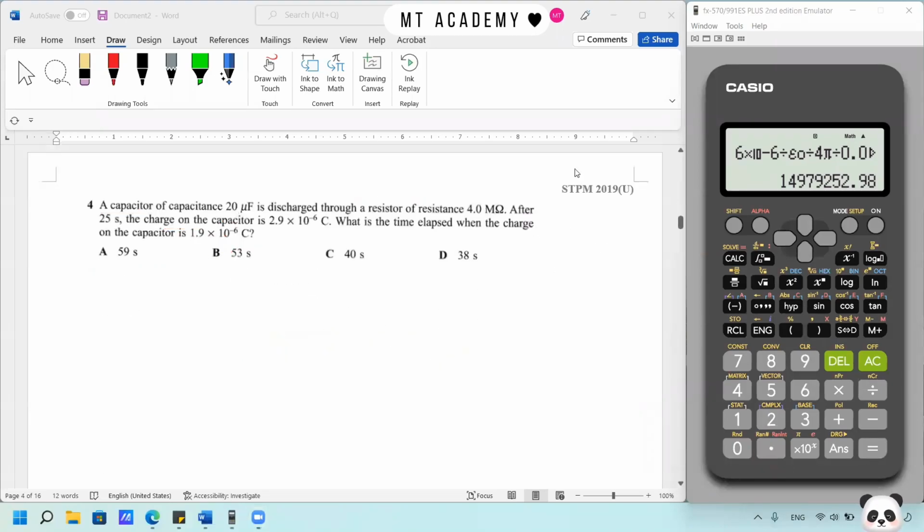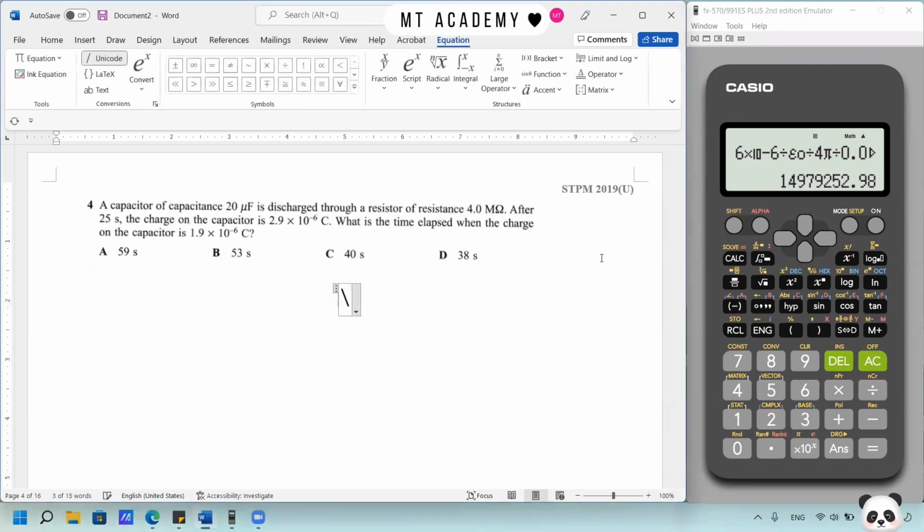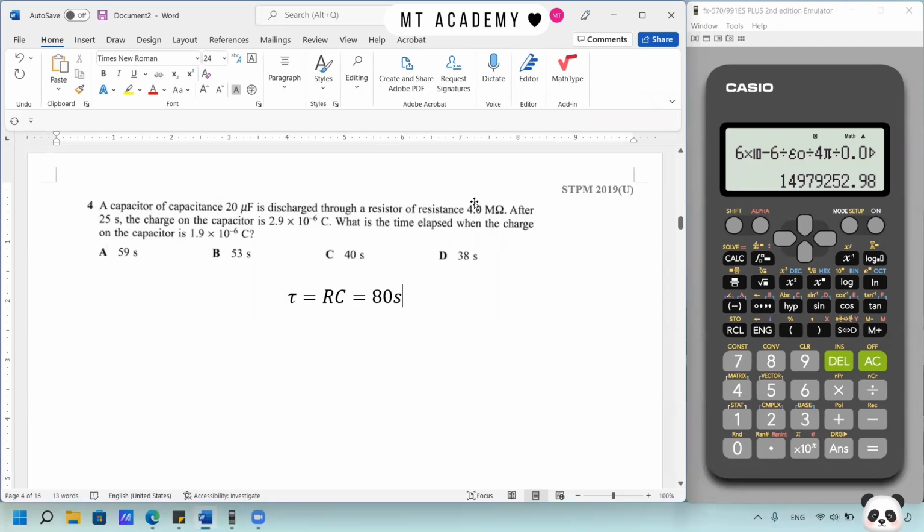Question number 4. A capacitor of 20 microfarad is discharged through a resistor of resistance 4 mega ohm. So we learn about discharge and we learn about the time constant, which is given as tau equal to RC. So here 20 micro multiplied by 4 mega is equal to 80 seconds. So this would be the first information we can get from this question. After 25 seconds, the charge on the capacitor is 2.9 microcoulomb. What is the time when the charge is 1.9 microcoulomb?